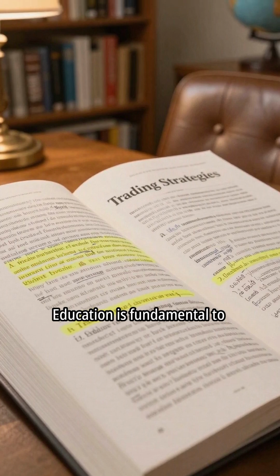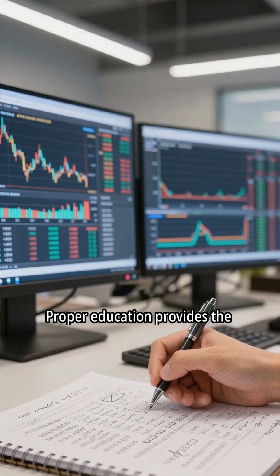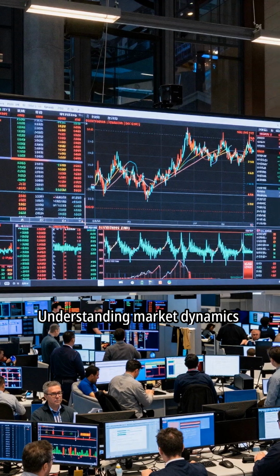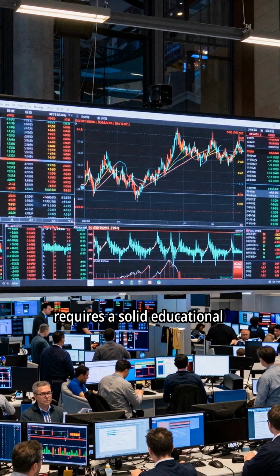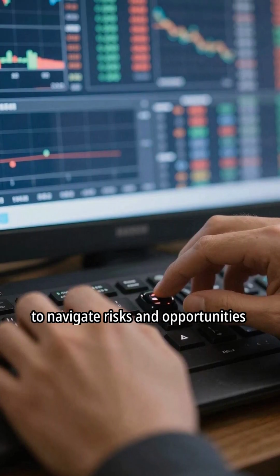Education is fundamental to grasping the complexities of trading. Proper education provides the necessary tools for informed decision-making. Understanding market dynamics requires a solid educational foundation. Education empowers traders to navigate risks and opportunities effectively.